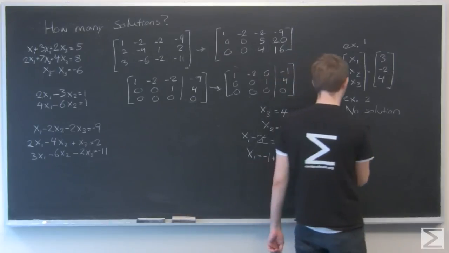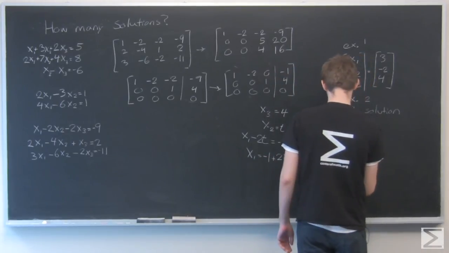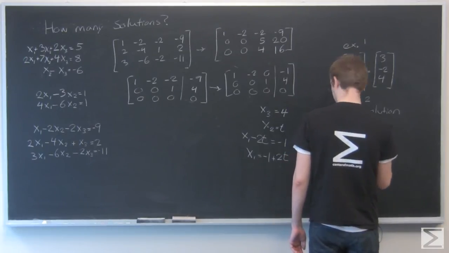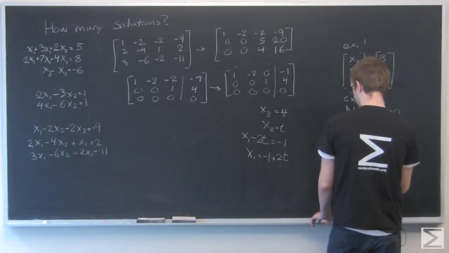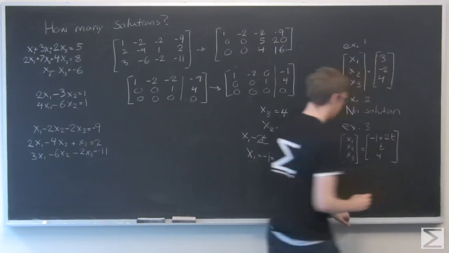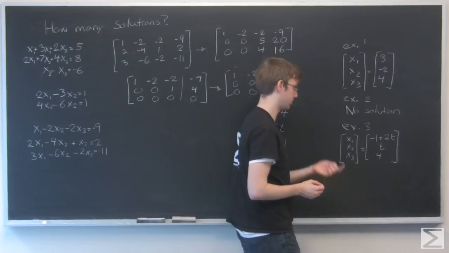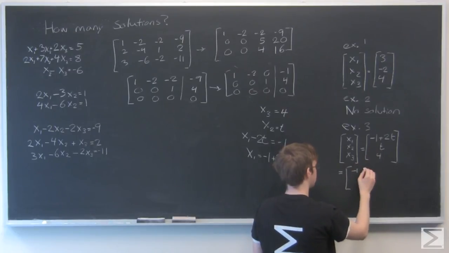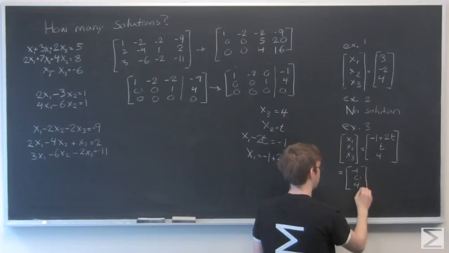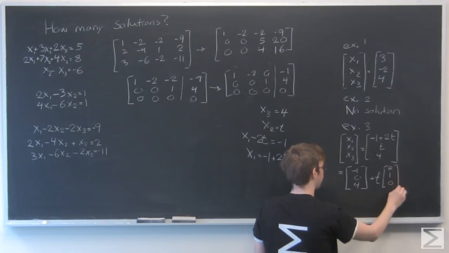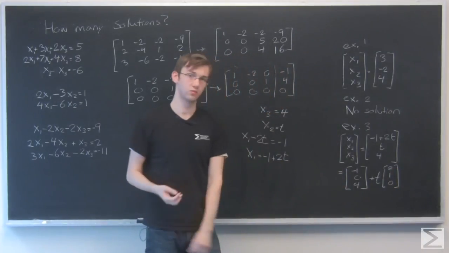I'm going to write that in matrix form. So x1 is minus 1 plus 2t, x2 is t, and x3 is 4. Another way to write this is we separate out the vectors that have t in them from the ones that are just constant. For that, we would write minus 1, 0, and 4 plus t times 2, 1, 0. And that becomes a more useful way of writing it later on when we discuss other topics.